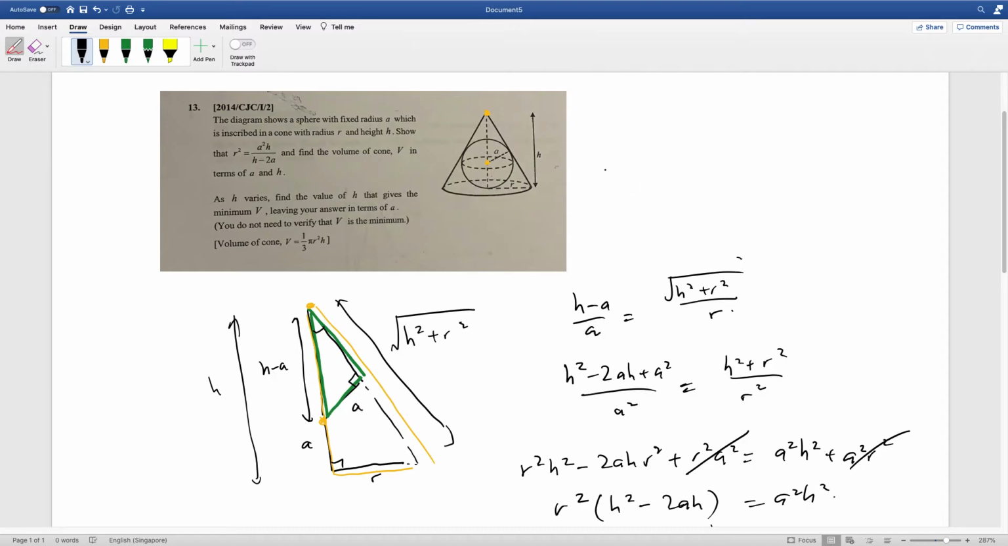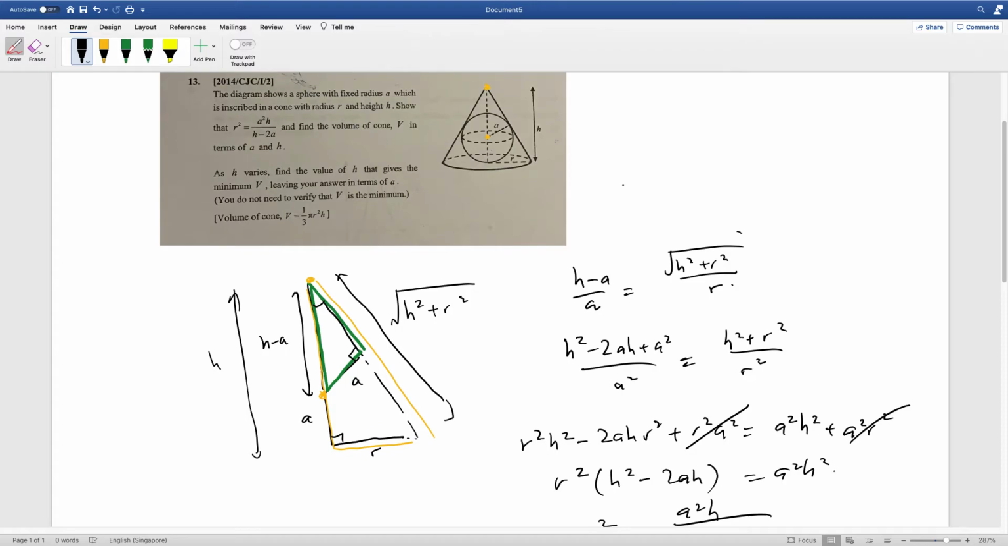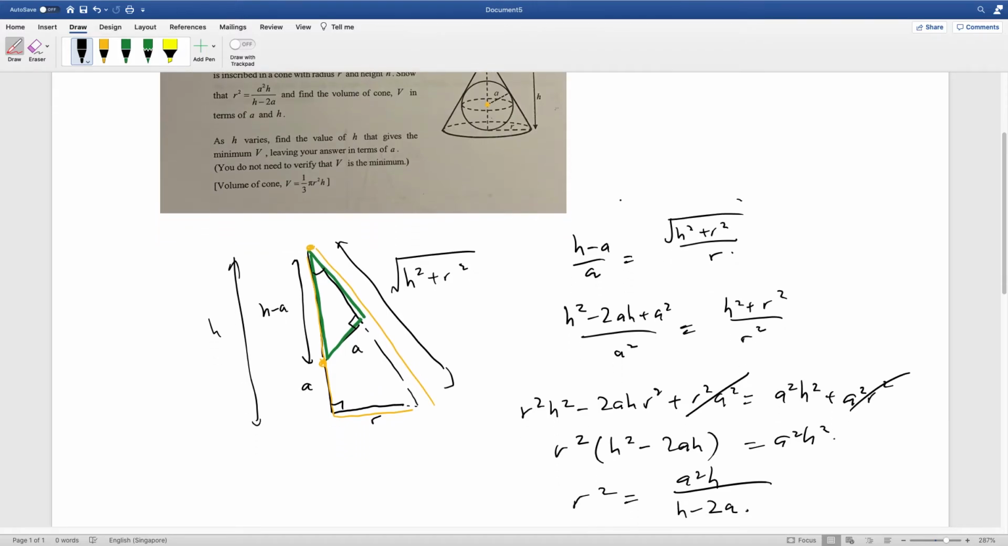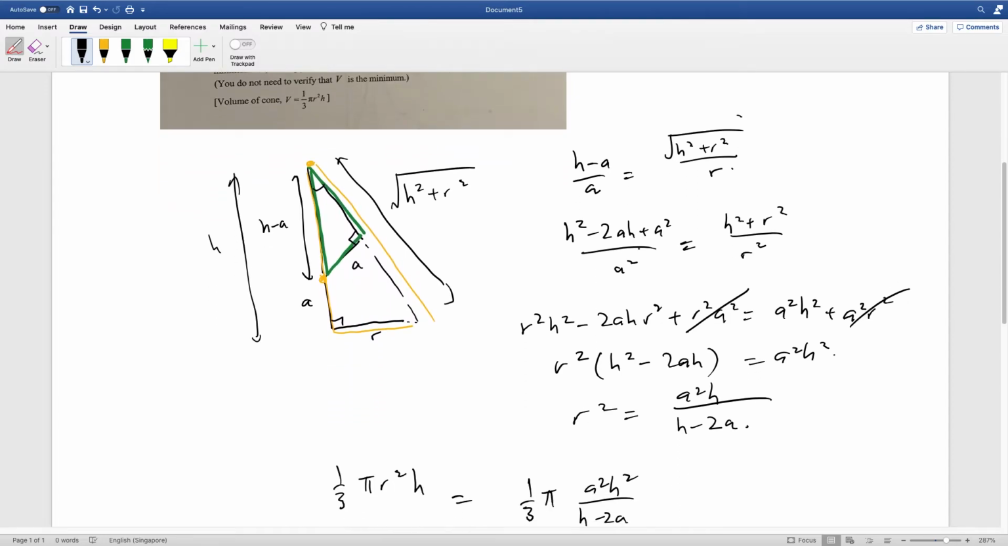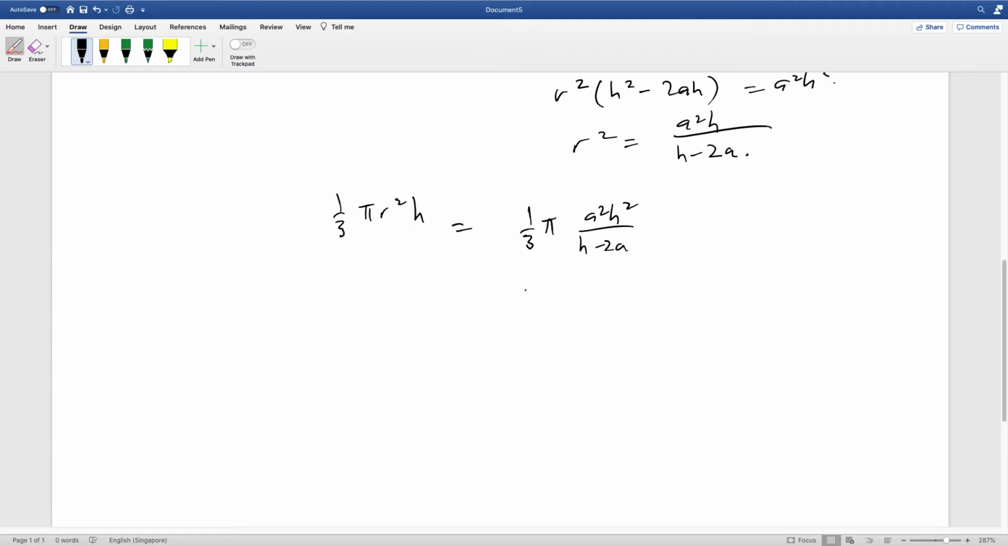As H varies, find the value of H that gives the minimum V. So we are varying H to get a new volume, to get a minimum volume. The question says we do not need to verify that V is the minimum, so we just need to find the stationary point. This is the volume already, so we differentiate V with respect to H. That will be pi over 3 times A squared, times the derivative of H squared over H minus 2A.